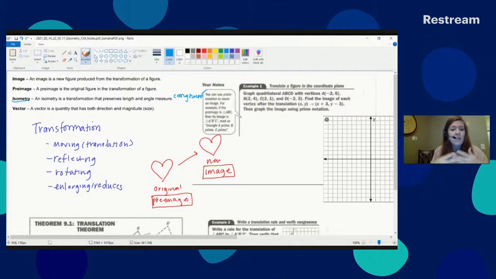That's transformations overall. When we're talking about translation specifically, where you have an original image and a new image, and it's moving and it's the same, we say that that's always an isometry.